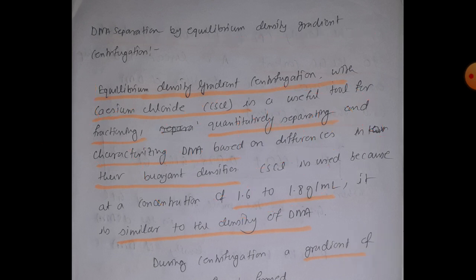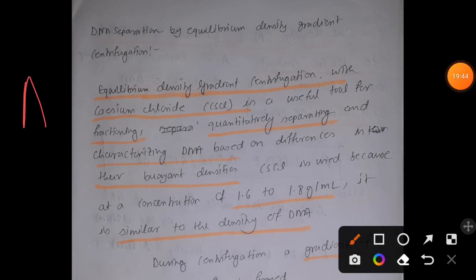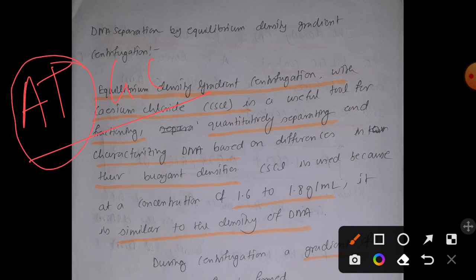Okay, now here we are using a kind of isopycnic centrifugation. That means the density gradient will be forming during the centrifugation. Okay, and here we are separating DNA because there will be a relative proportion of AT and GC content in every DNA, right? So the DNA molecule which has a higher AT content should have a lower molecular weight and lower density, and the DNA molecule which has a higher GC content should have a higher molecular weight and then should have a higher density. Okay, and why is this so?